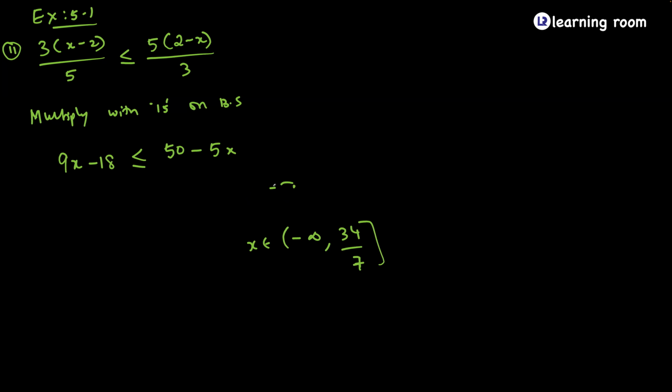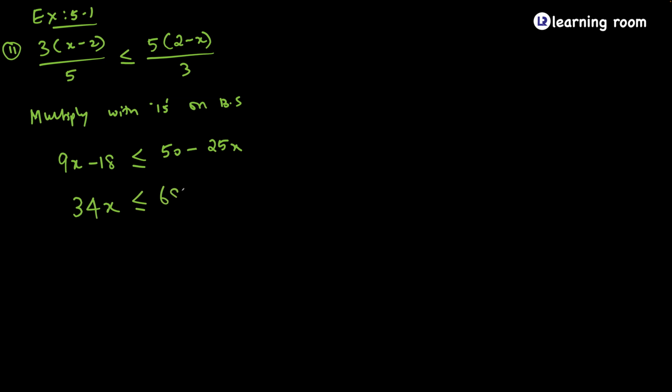Yeah. So we need to, there is a correction. So it is going to be 50 minus 25 into x is going to be 25x. So we need to add 25x on both the sides. So when you add 25x to 9x, it is going to be 34x is less than or equal to 50. Add 18 on both the sides, it's going to be 68. So x less than or equal to 2. So the answer will be yes.